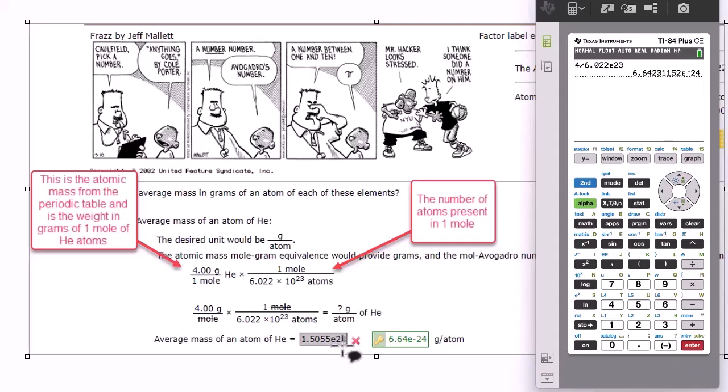This one would be wrong because this would be a huge mass. One of the things you should think about when you're using scientific notation in your calculator is, does the answer make sense? This is how many grams an atom is, and we're not going to have many. So this negative 24, the decimal point, and 23 zeros would be really a small mass, less than you can measure.